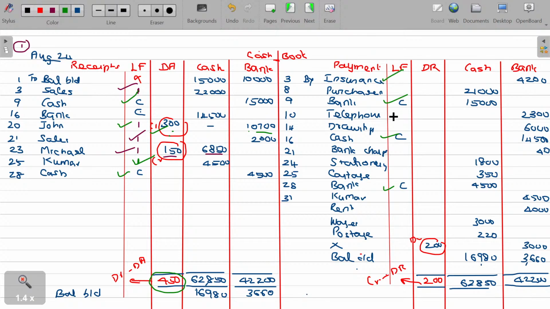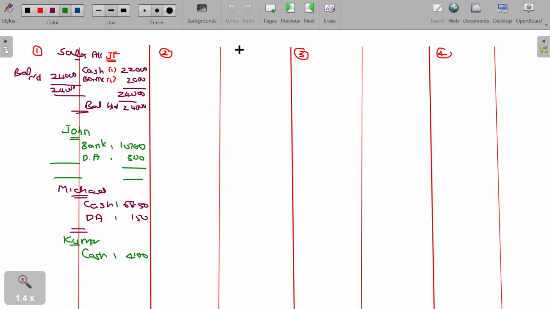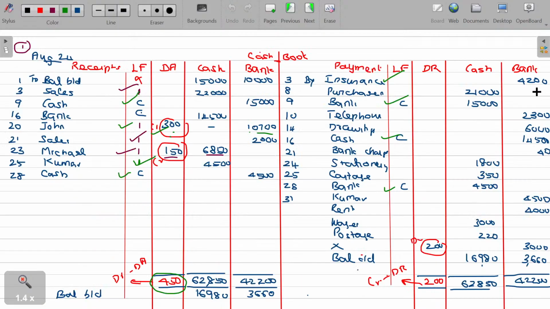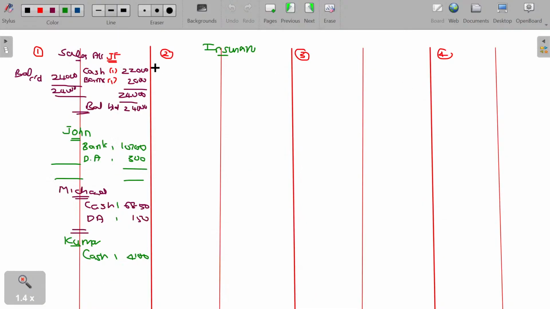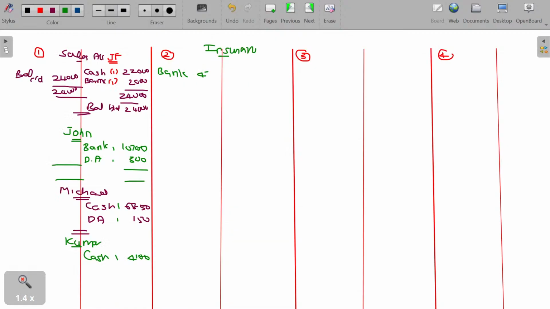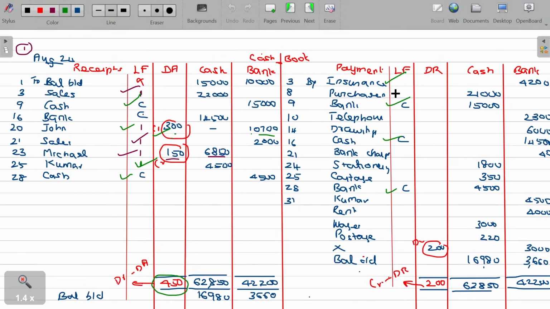insurance. I'm going to post the new account, insurance. Here the payment is from where? Bank. So here bank. This value being 4,200. From where I have received this? Page number 1. And here I'll post what? Page number 2. This insurance should somehow go to the ledger account, right? In which page it is recorded, sir? No worry, I have recorded here. Second page, go and search. The page reference is given here.